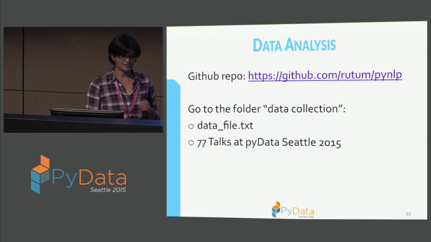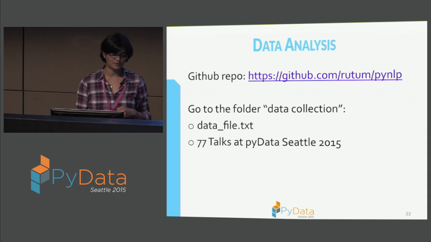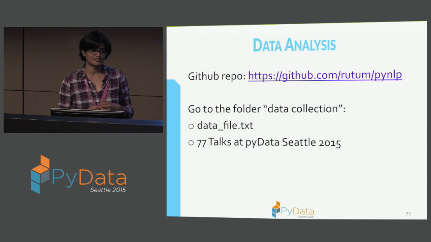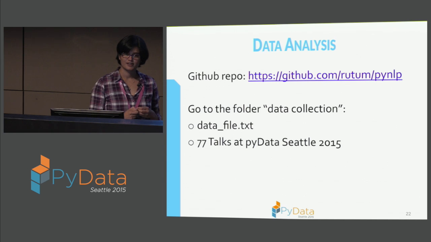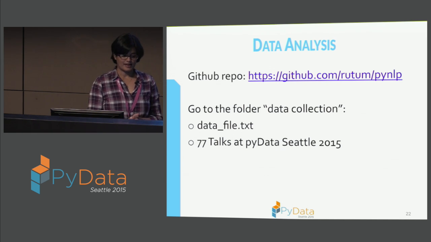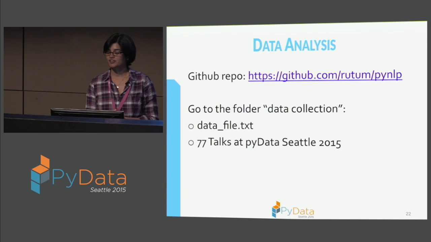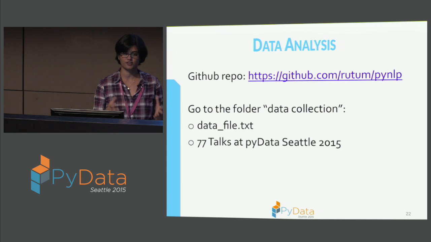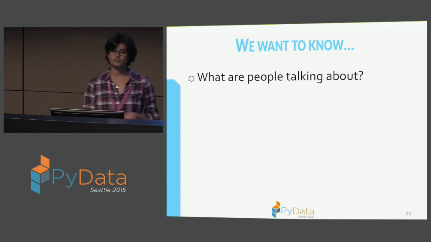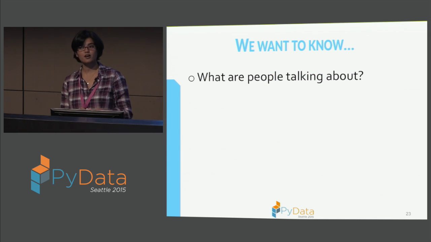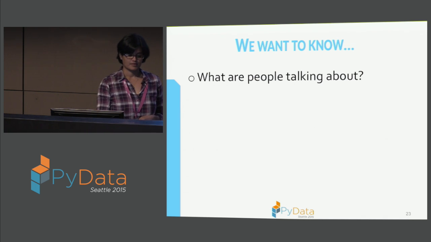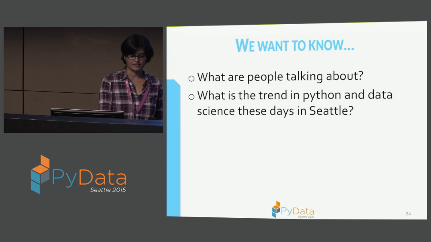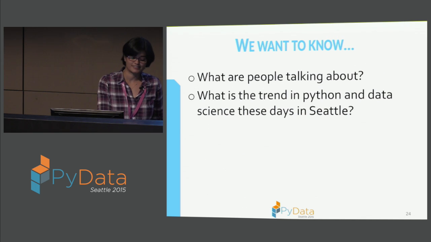It has this folder called data collection, and within that there is this file, data_file.txt, which has all the talks for PyData Seattle. And there are just 77, so it's not a lot of data, but it's enough to get an idea of the talks here. Now, what the company wants to know is, what are people talking about? What is the trend in Python and data science in Seattle these days?